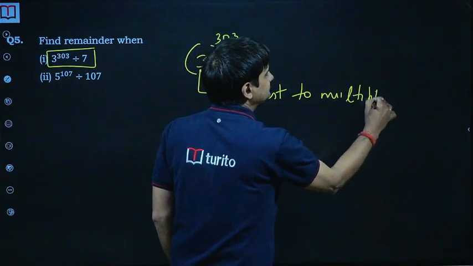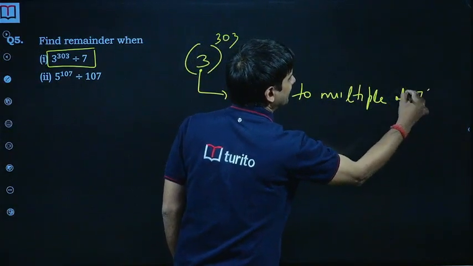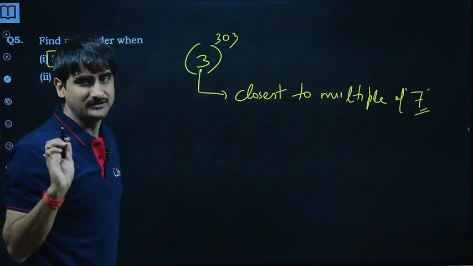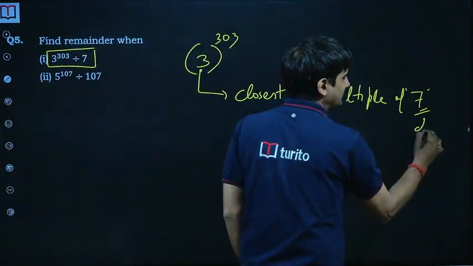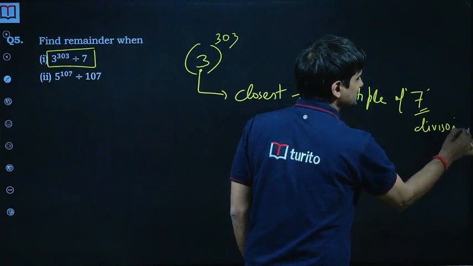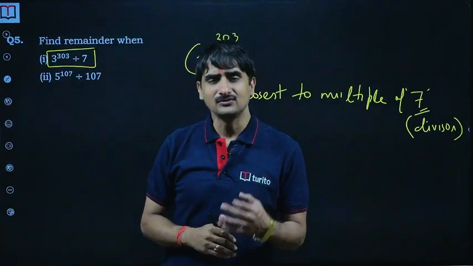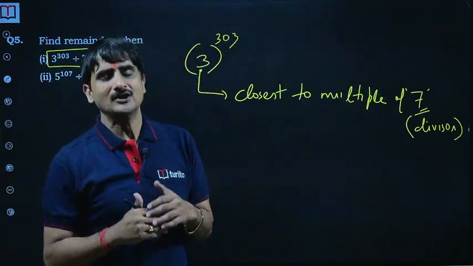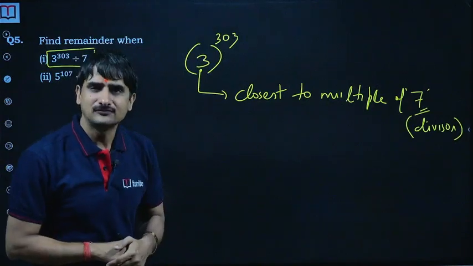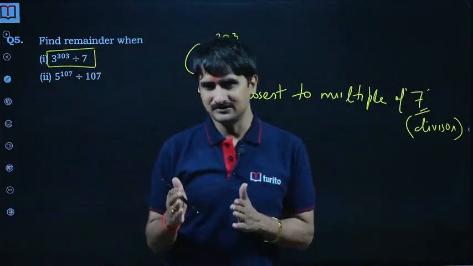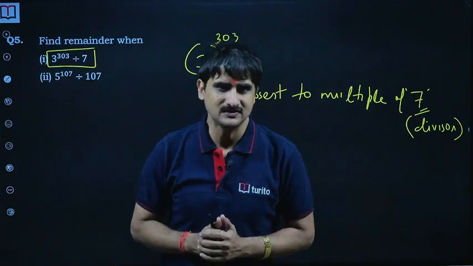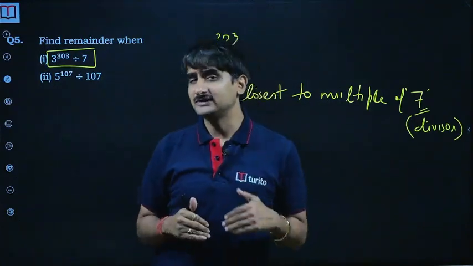a multiple of 7, closest to a multiple of the divisor. Okay, so what is it? So that's the divisor. So the approach is simple. Try to express the base of the dividend closest to a multiple of 7. Now you start counting in the powers of 3. 3 square: the difference between 7 and 3 square is 2. So let's try one more. So 3 cube, 27.